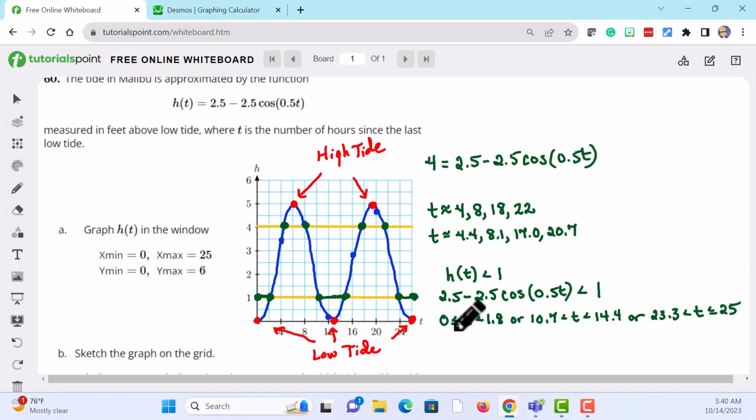Now if we write that in interval notation, it would be the interval from 0 to 1.8 union the interval from 10.7 to 14.4 union the interval from 23.3 to 25.